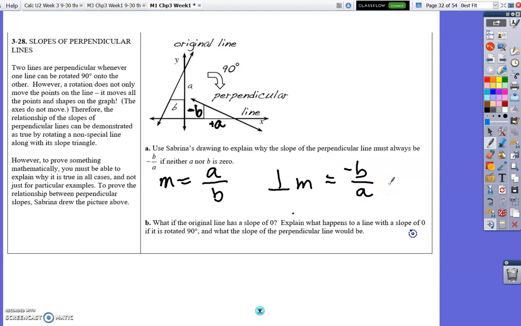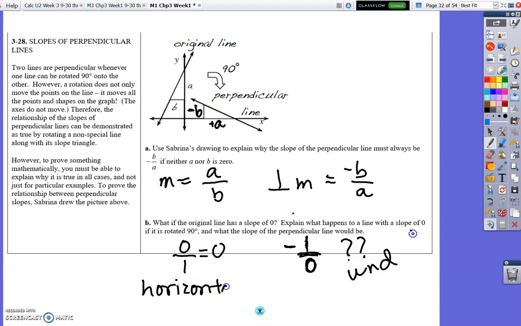And so if the slope is 0, and I rotate it, I can't do 0, because 0 over 1 cannot become 1 over 0, it doesn't work. But negative 1 over 0, that's what we would do. And we can't divide by 0. This is equal to 0. This, we call it undefined. But a horizontal line, when rotated, becomes a vertical line. And they are perpendicular. So that's one of those standard things that we use all the time.